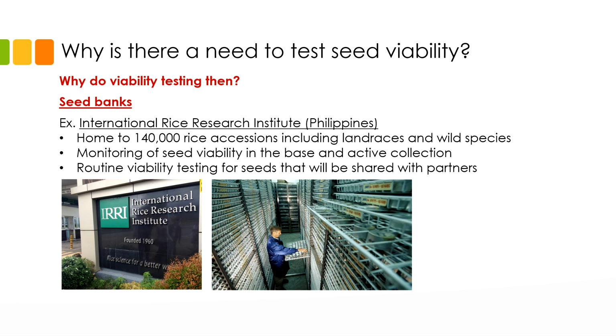Seeds in the base collection are stored long term, typically for 15 to 20 years, while seeds in the active collection are maintained for shorter periods of about 5 years. Routine viability testing is essential in both cases. It ensures that seeds in long term storage remain alive and that seeds distributed from the active collection to research partners will germinate successfully. In this way, viability testing guarantees that the material provided is both living and usable, supporting global research and conservation efforts.